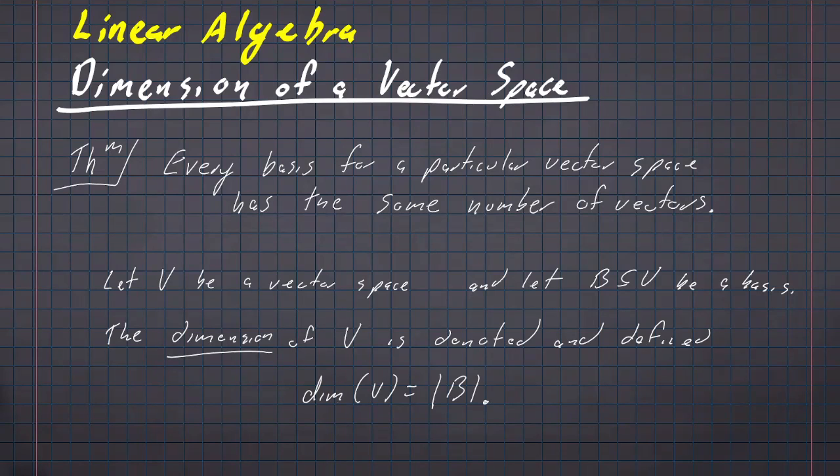if we let V be a vector space and we pick any one basis, we will call the dimension of V the cardinality of that basis. Remember from set theory, the absolute value bars in this case, because B is a set, is read as the cardinality, and it is the number of vectors. And because of our theorem, every basis has the same number of vectors, so no matter which basis we pick, the cardinality will be the same, which means that this is a well-defined value, the dimension of V.